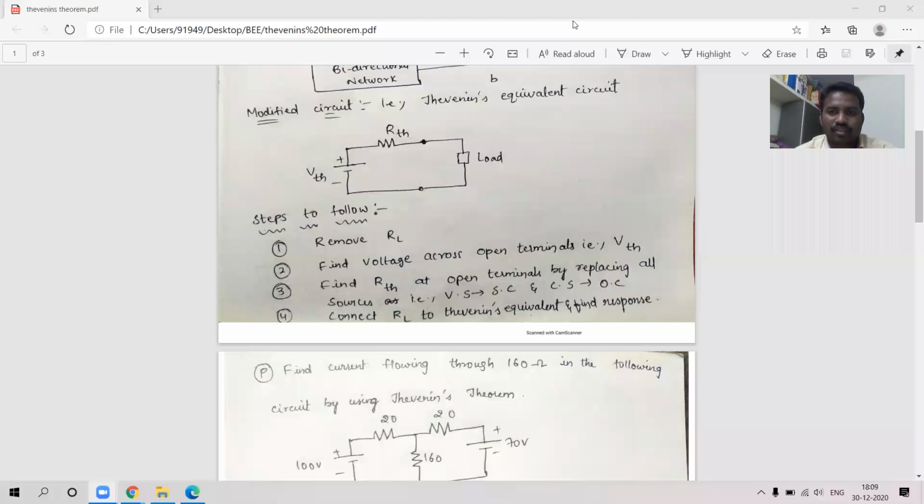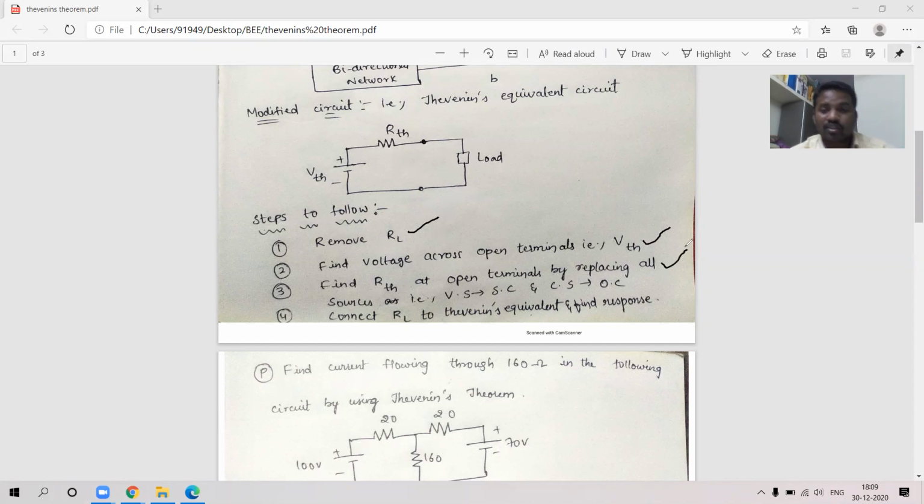This is the modified circuit. How do we get this modified circuit? We need to follow some steps. Step 1 is removing the load. Step 2 is to find the voltage across the open terminals. When the load is removed, you have to find VTH and also RTH.